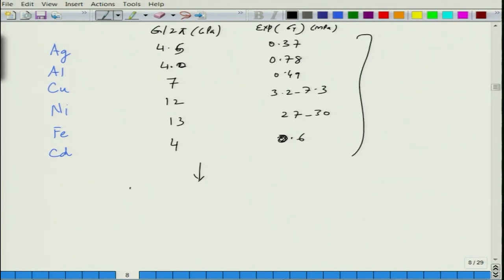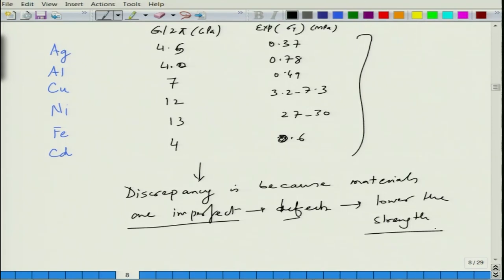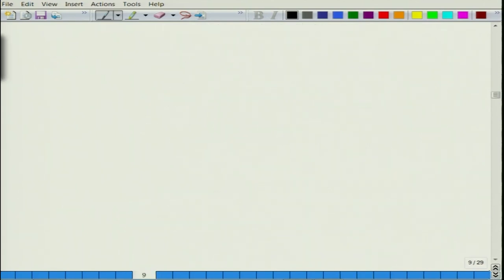So this discrepancy is due to imperfect materials. Materials contain defects, and these defects basically lower the strength. Basically, we will see how these defects lower the strength of the materials, and the presence of these defects causes a substantial decrease in the strength of these materials.